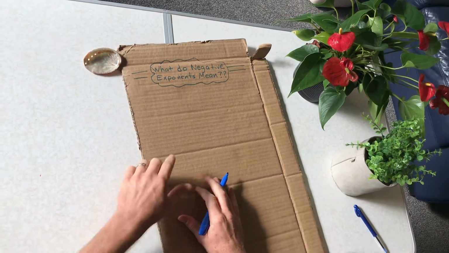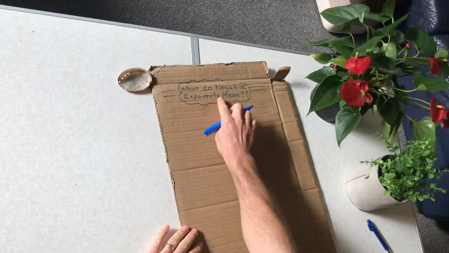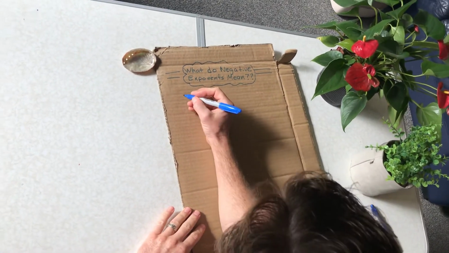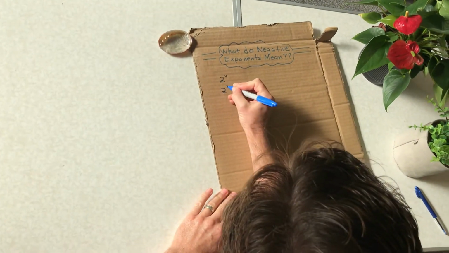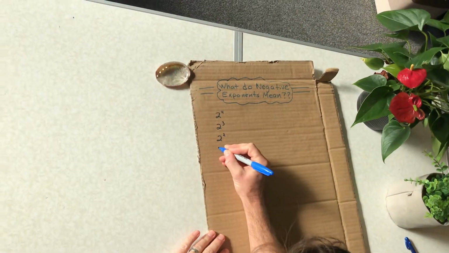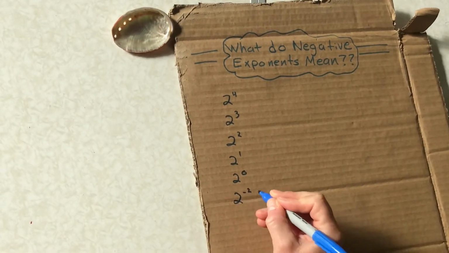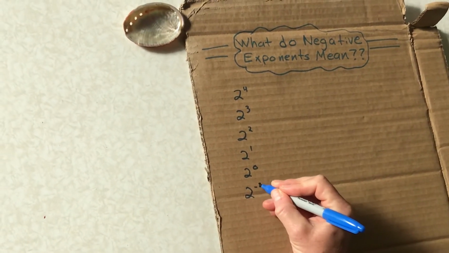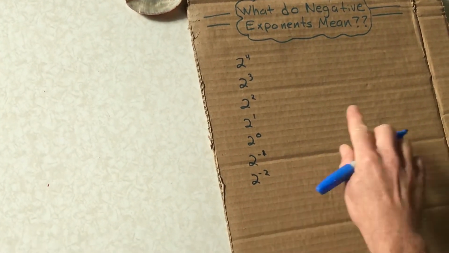Okay, so this lesson's on negative exponents and what they mean. So in order to understand negative exponents, let's look at positive exponents first. Let's just look at 2 to the 4th, 2 to the 3rd, 2 squared, 2 to the 1st, 2 to the 0, 2 to the negative 1, and 2 to the negative 2. Okay, so let's just look at these.